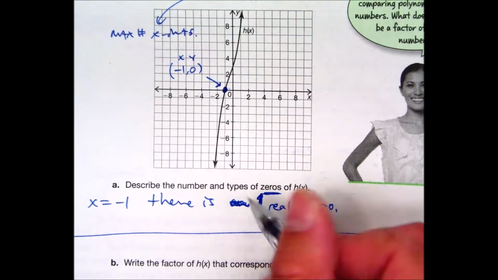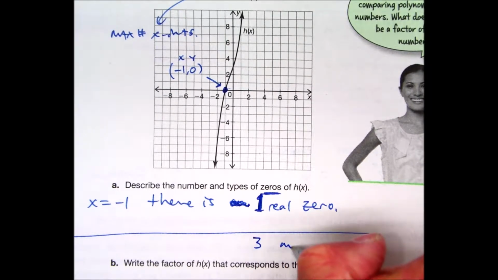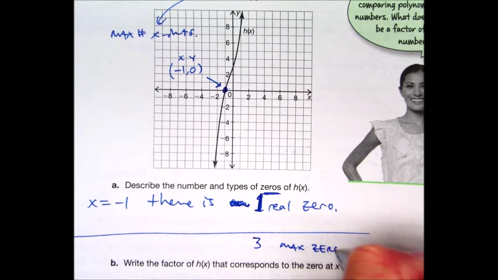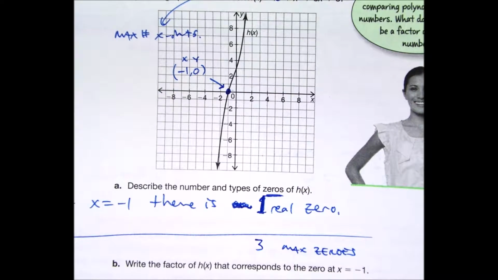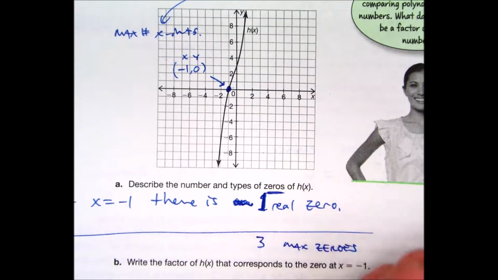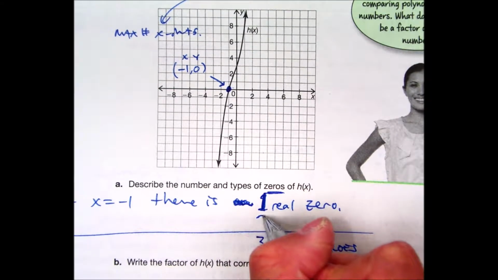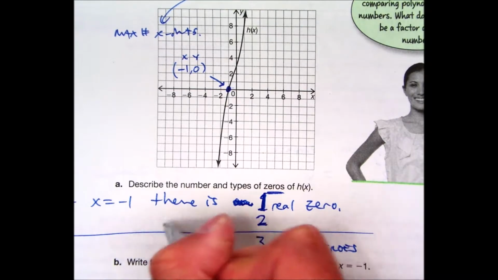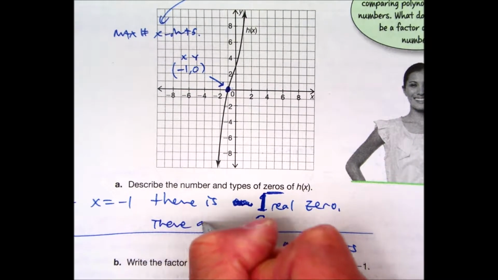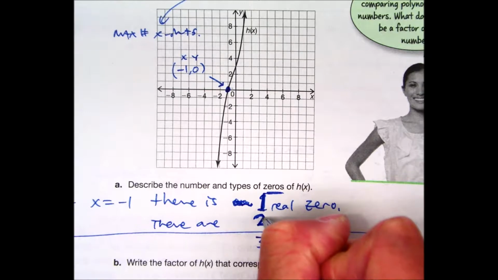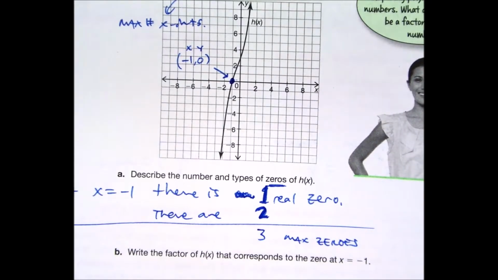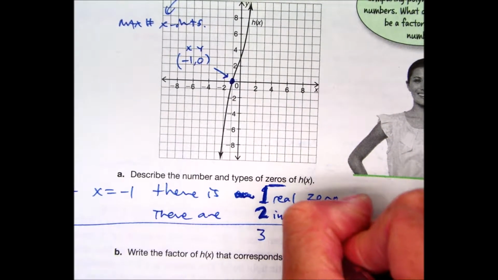In this problem, we said that there's 3 max zeros. Where are the other 2? That means we have 2 imaginary zeros.